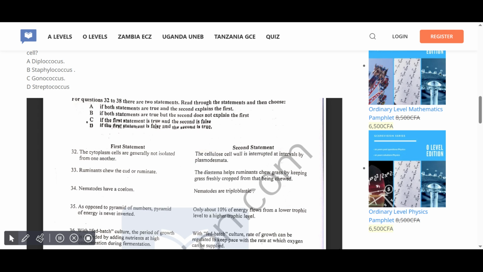Statement 2. The cellulose cell walls are interrupted at intervals by plasmodesmata. So you choose. Question 32. The answer is D.